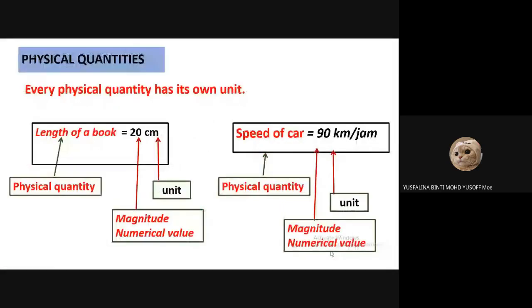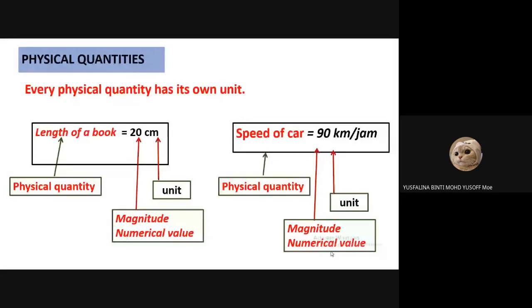Every physical quantity has its own units. So length is the physical quantity, what you measured. And 20 we call it a magnitude. What is the value? And cm we call it a unit.